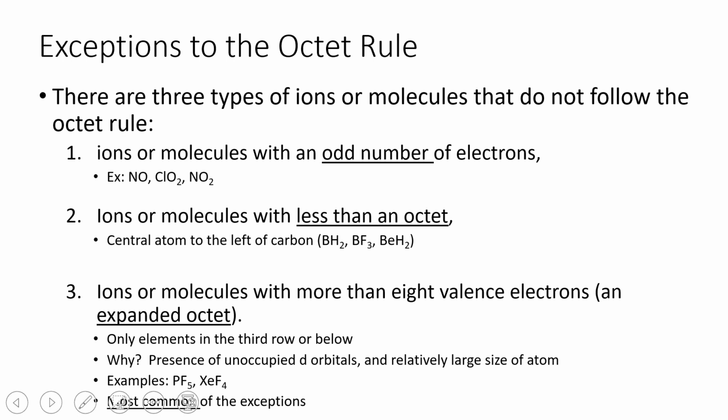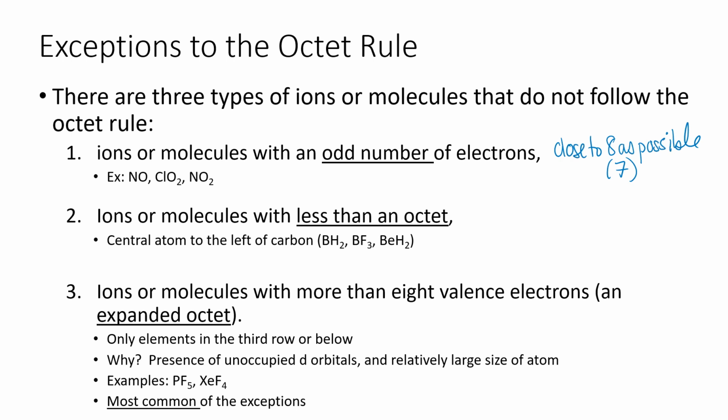There are some exceptions to the octet rule to be aware of. One is that ions or molecules might end up with an odd number of electrons. That happens sometimes in nature. And in this case, you just do your best. So you get as close to 8 as possible. So when you're drawing your Lewis dot structure, you won't be able to give everyone an octet because you're going to have an odd number, but maybe you give one atom 7 electrons instead of 8. You just do your best to get as close to 8 as possible.